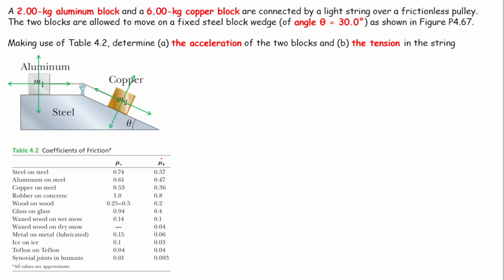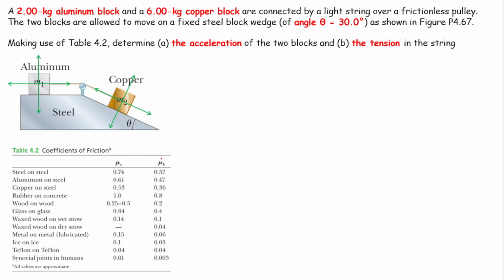A 2 kilogram aluminum block and a 6 kilogram copper block are connected by a light string over a frictionless pulley. The two blocks are allowed to move on a fixed steel wedge of angle theta, which is 30 degrees, as shown in figure P4.67. Making use of table 4.2, determine A, the acceleration of the two blocks, and B, the tension of the string.